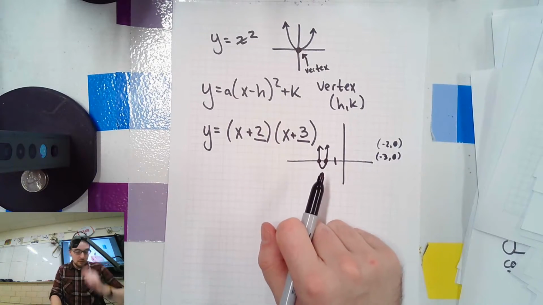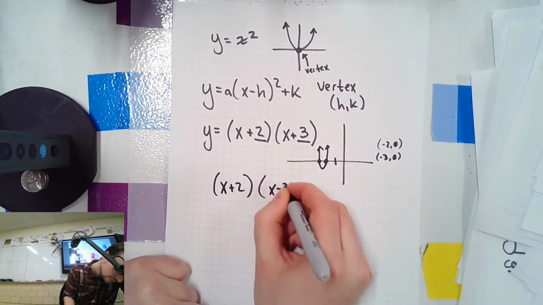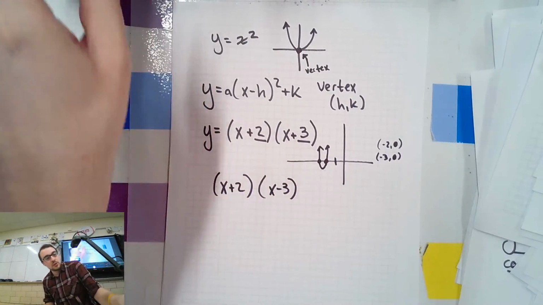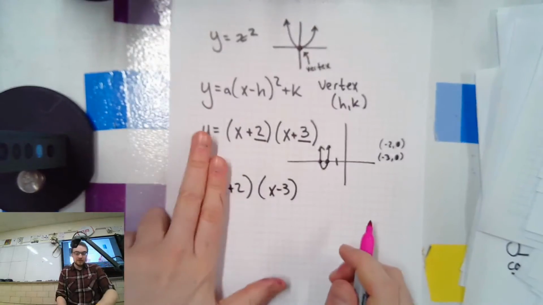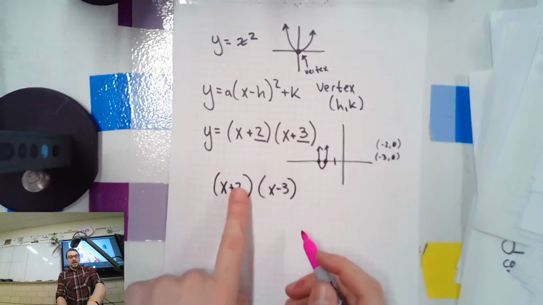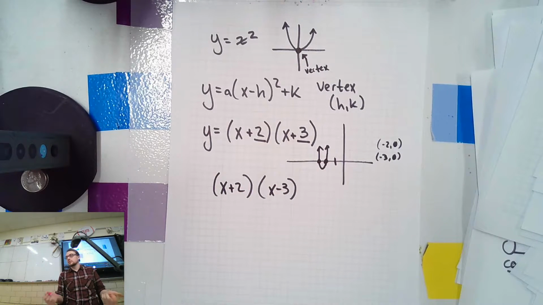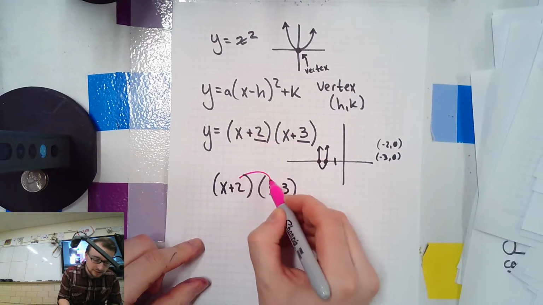Cool. We learned the other day that if we have something like this, another way to write this is to distribute, right? If I had 2 times the quantity of x minus 3, you distribute the 2. If I had x times the quantity of x minus 3, you distribute the x. So if I have both, you just distribute both. It's really not anything crazy.